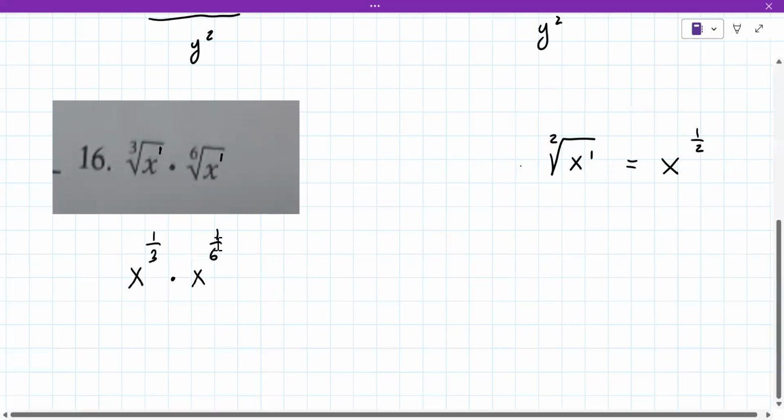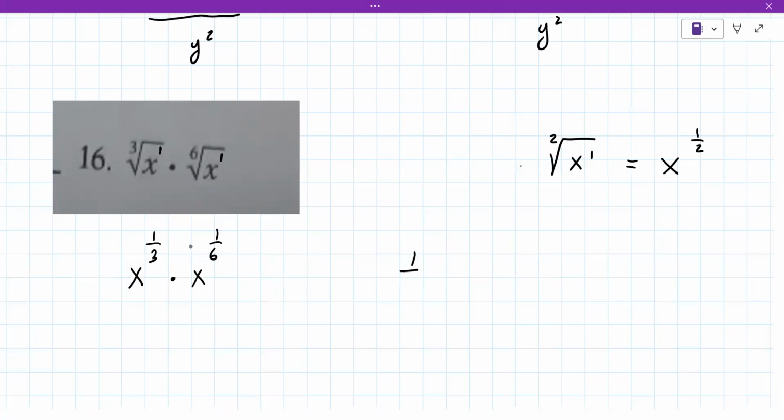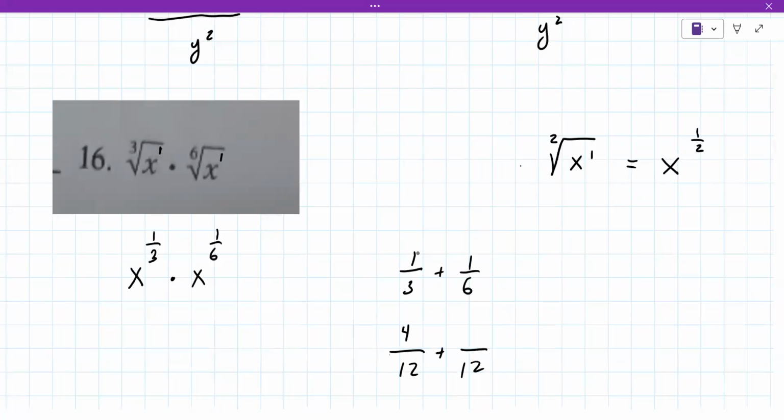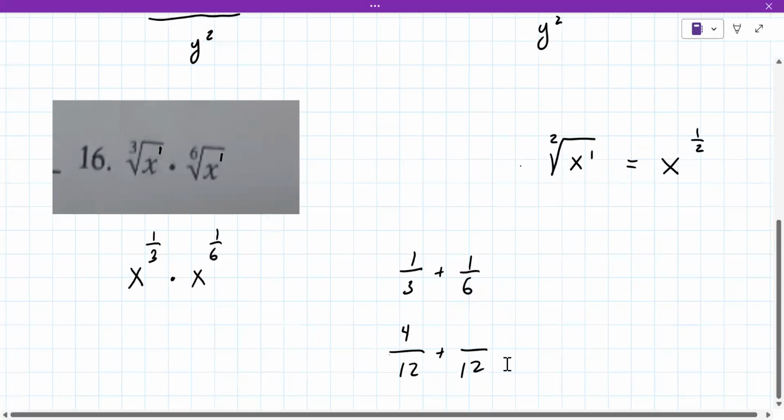Now, when the bases are the same, you add the exponents. So we've got to add 1/3 plus 1/6. So we've got to make a common denominator. The common denominator will be 12. So the question to you, Josh, what do you multiply 3 by to get to 12? 4. So we're gonna multiply the top number by 4. 1 times 4 is 4. What do you multiply 6 by to get to 12? 2. So you multiply the top number by 2.